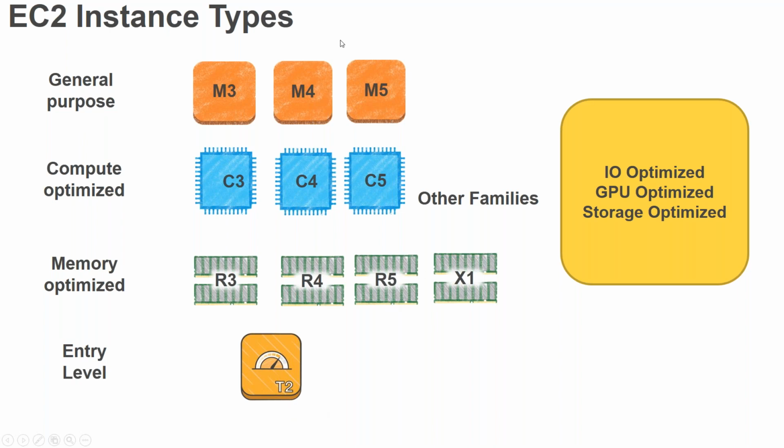For any production workloads, we suggest that you pick from any of these. For example, if you're running a database, you might want to run it on the R family because a database requires more RAM. If you're running compute workloads like HPC, you might use the C family. For your web servers and app servers, you might want to continue on the M family. You can do a mix and match in your architecture.